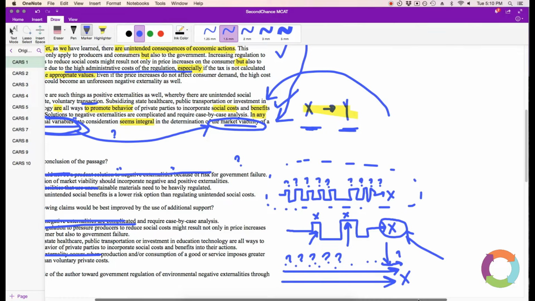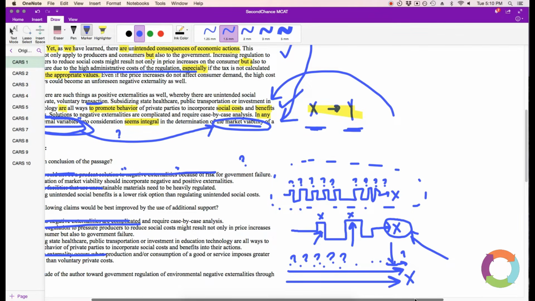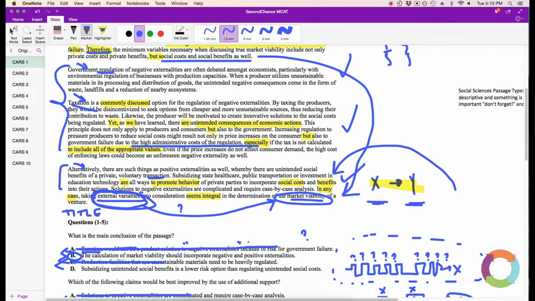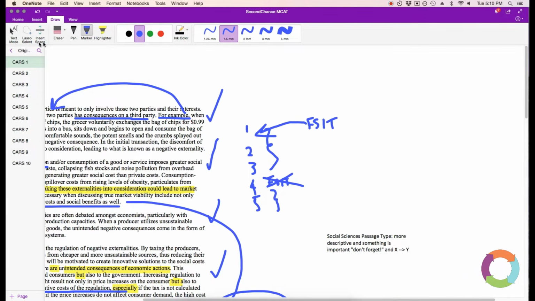So I have two questions. What are the external variables? And why are they so important to consider in this determination of market viability? Those are my two questions. So compare that to maybe how you used to do passages. There's two types of readers, right? As you should know again from the PDF. But there's two types of readers. You have active readers and you have passive readers.